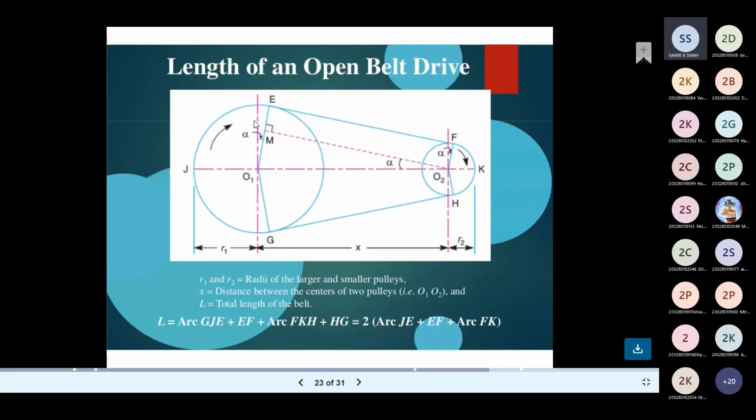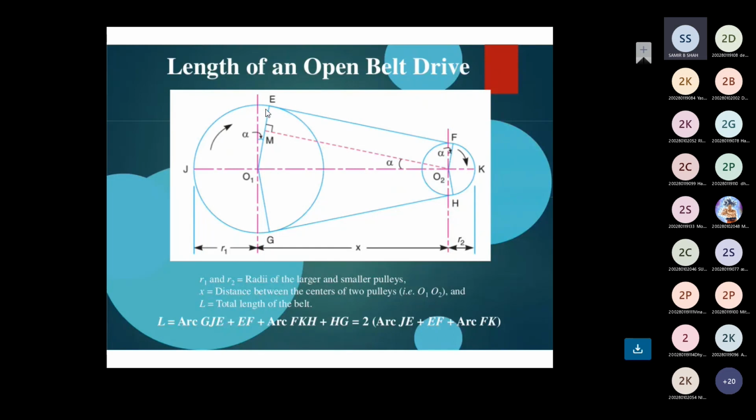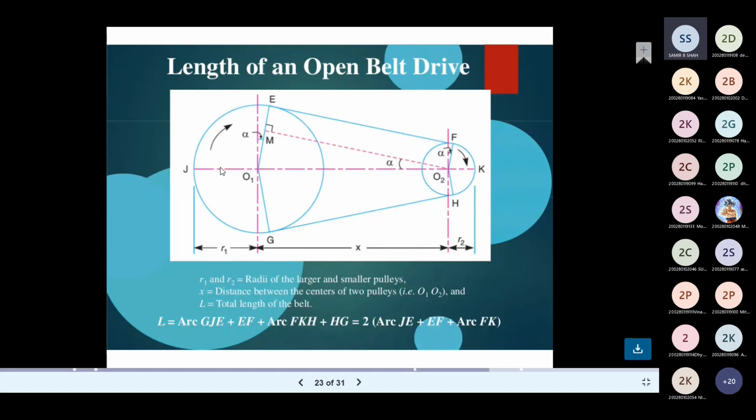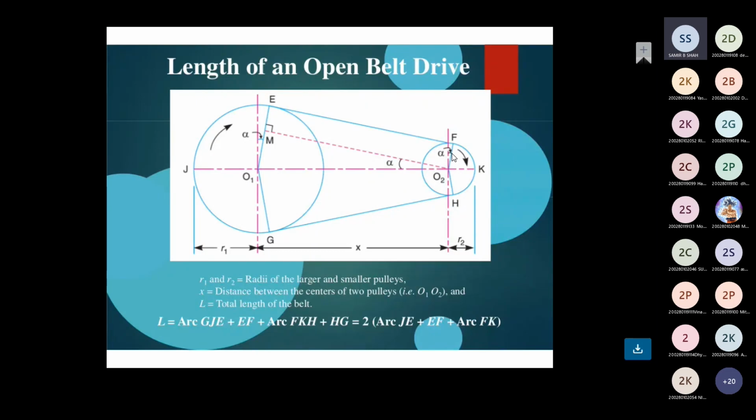We start with this arc JE. Arc JE is equal to this radius R1 into the bracket, this is 90 degrees, so pi by 2 plus alpha. So R1 into pi by 2 plus alpha, while arc FK is equal to R2 into pi by 2 minus alpha. And the remaining one is CD.